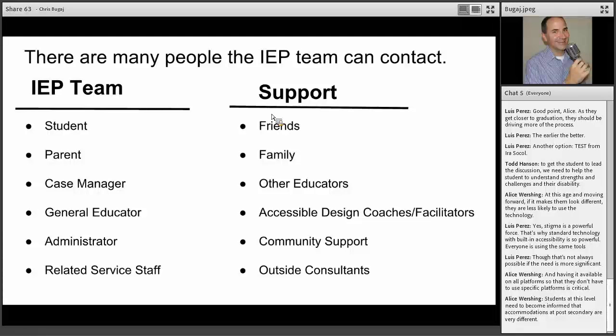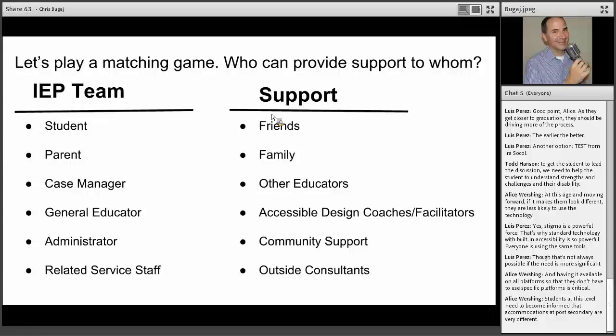So considering these two different columns, who makes up the IEP team and who can make up the support, I thought we might do a quick little activity together. Either on a separate device, if you have the slide deck on a separate device, or if you're displaying it up on the screen, or just with your finger on your laptop that you're viewing this on, go ahead and draw a little line from column A to column B, asking yourself who can provide support to whom.